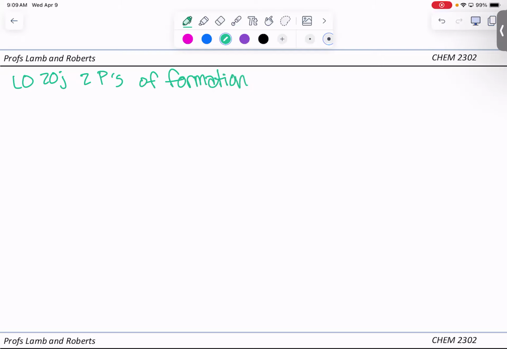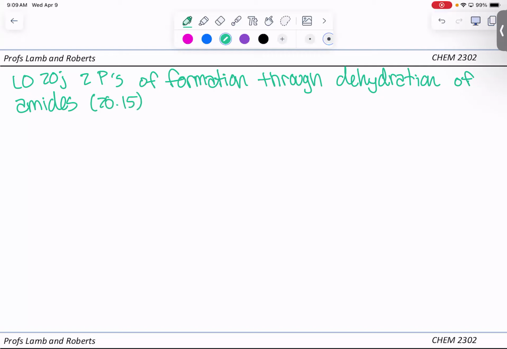I asked you to review how you form nitriles, but here's another way to do it. This is going to be through dehydration. We're going to get water out of this reaction because it's a dehydration reaction, and it's going to be dehydration of amides. This is our carboxylic acid derivative, which is why it's included in this chapter. If you're following along in the book, this is 20.15. We decided to go a little bit out of order on some of these topics based on the book, because sometimes it fits better to put all the nitriles and amides together.